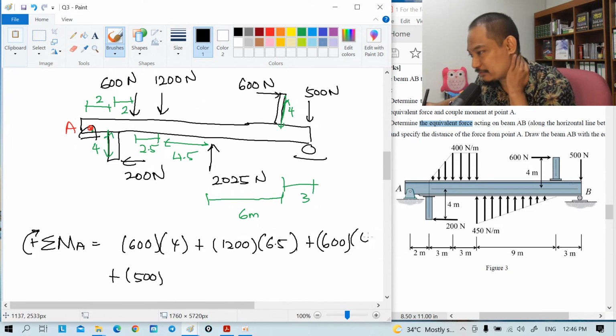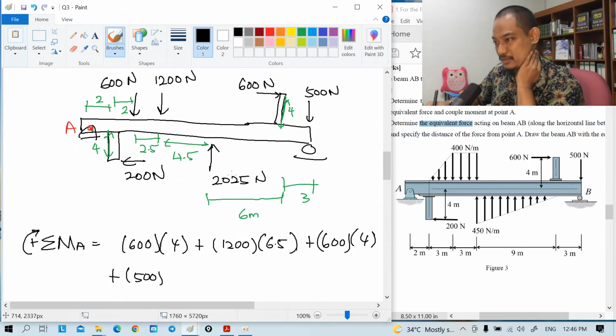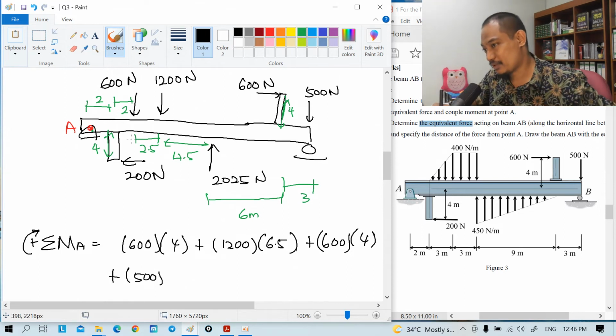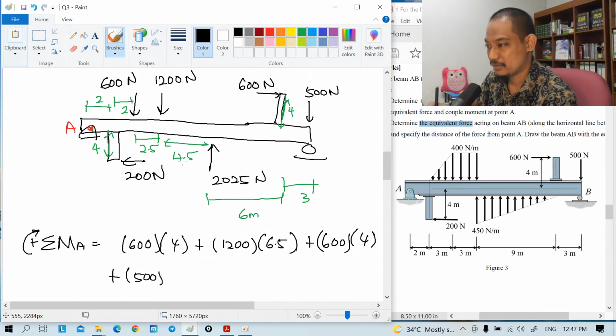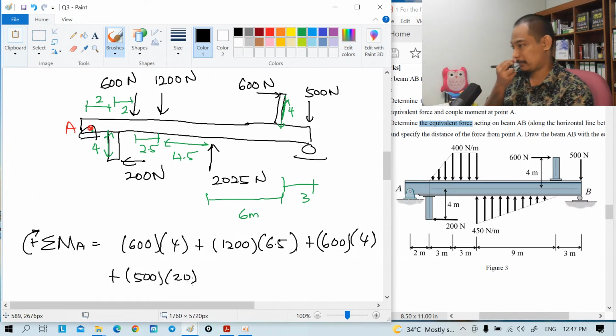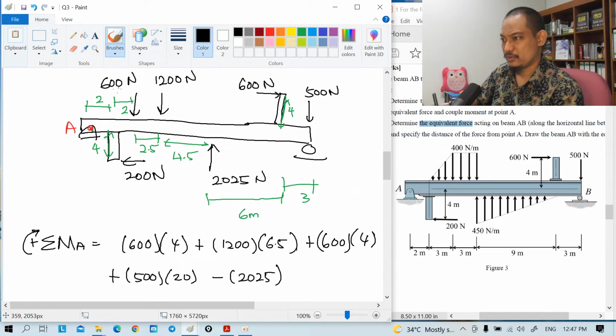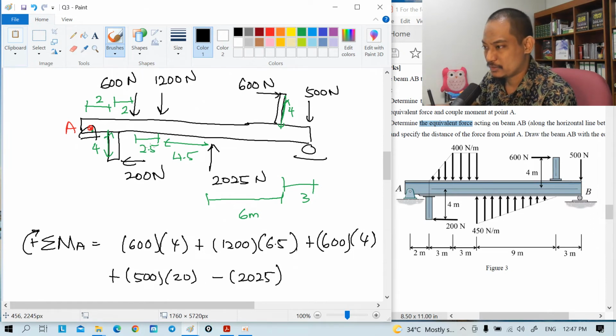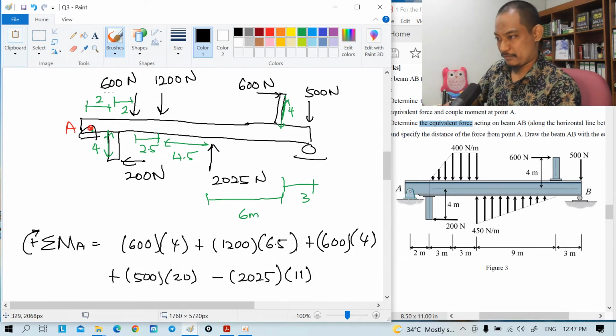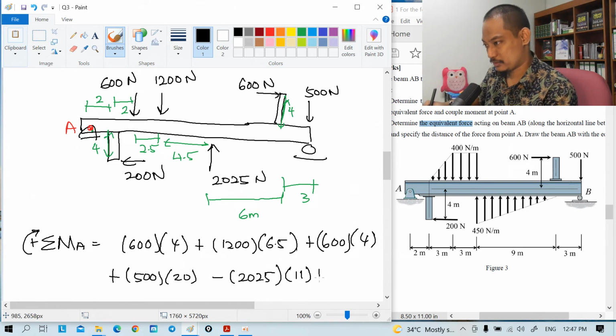Okay, this 100 is not affected, it should be. And then this 500 is like 2, 4, 6, 10, 11, 17, 20, and then minus 2025. The distance is 2, 4, 6, 10, 11. And then we have this 200 here, which is plus 200, 4.